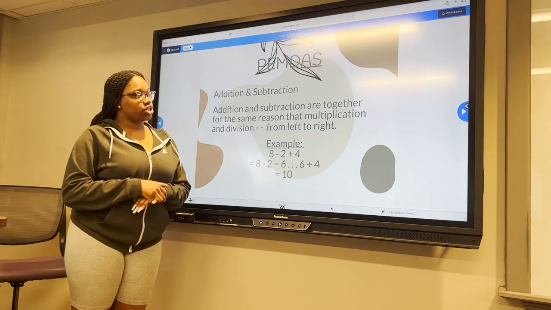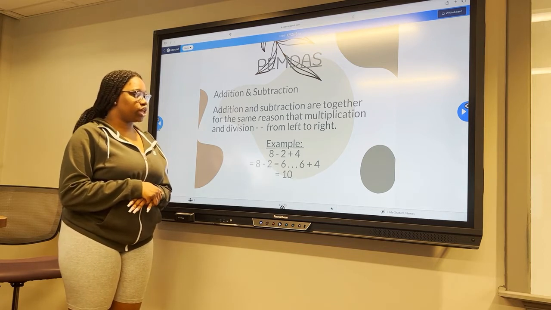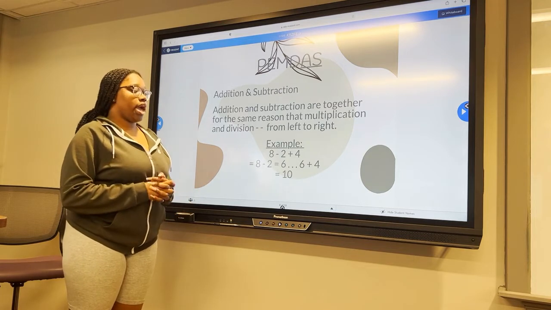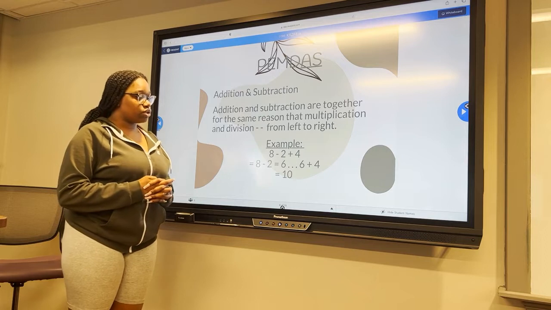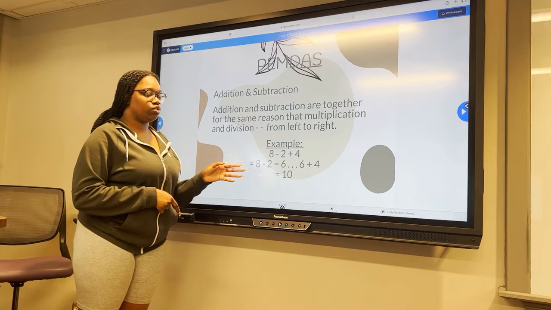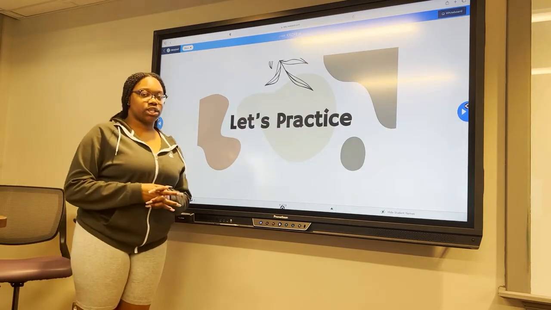Addition and subtraction. Addition and subtraction are together for the same reasons as multiplication and division, from left to right. For our example, 8 minus 2 plus 4: 8 minus 2 equals 6, from left to right, then 6 plus 4 equals 10. Now let's do some practice problems.